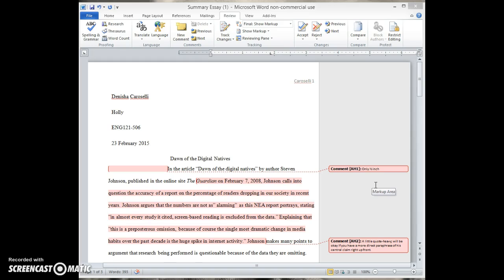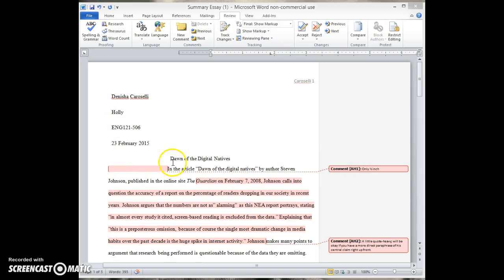This way I can have your summary up and point exactly to where it is in the essay that my comments are pertaining to. So first of all, I'll just comment on your formatting and your MLA stuff. This all looks really good. Great job with MLA formatting.